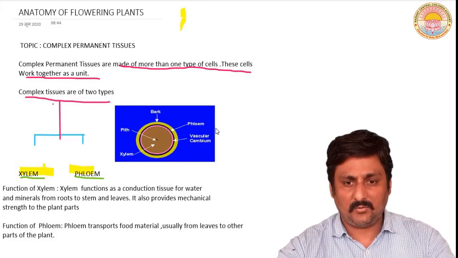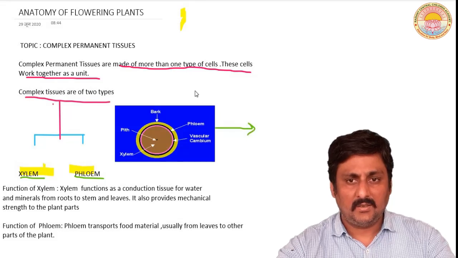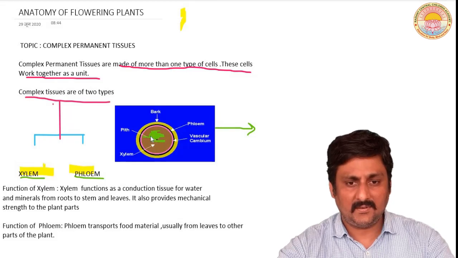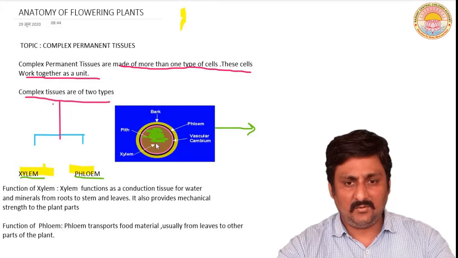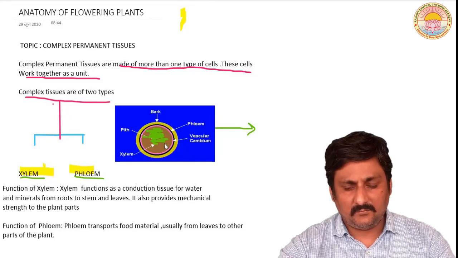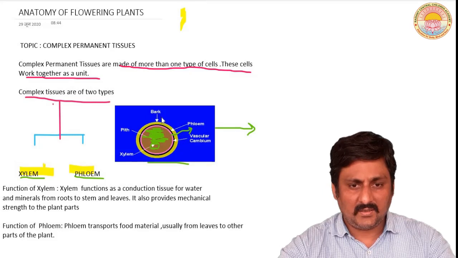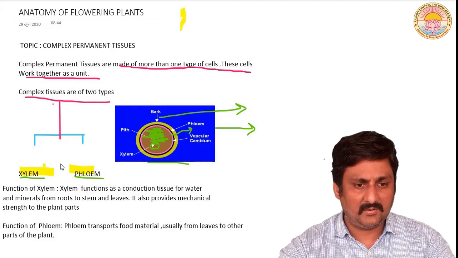In this diagram you can see there is a pith in the innermost part. This is the pith part as such. Then you can see vascular cambium consisting of xylem and phloem. You can see the portion of the xylem here. Xylem is located in the inner core, phloem is located on the outer part of the wood. You can see the bark also where it is given.